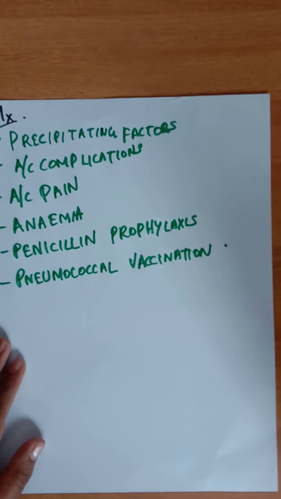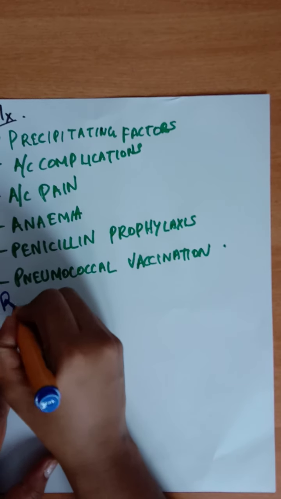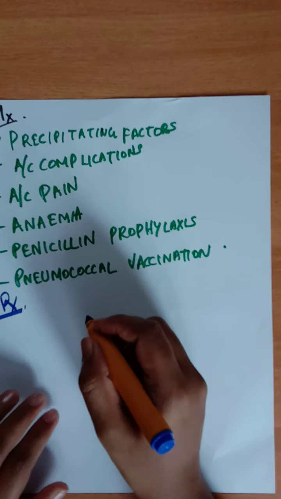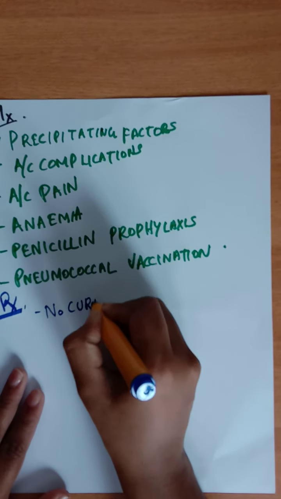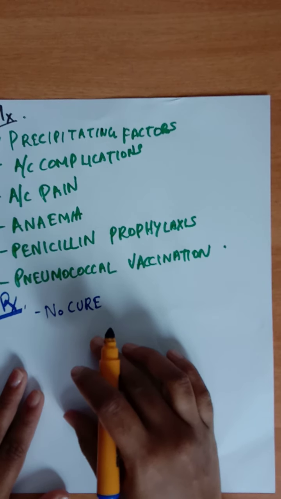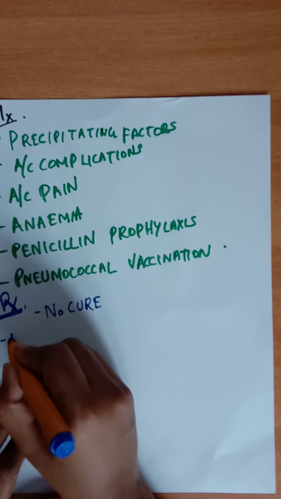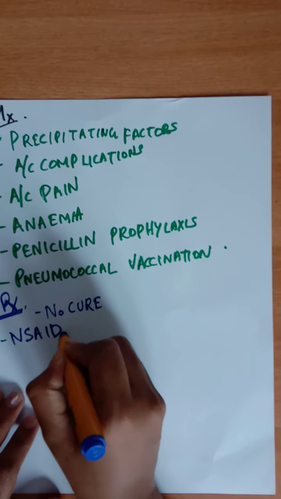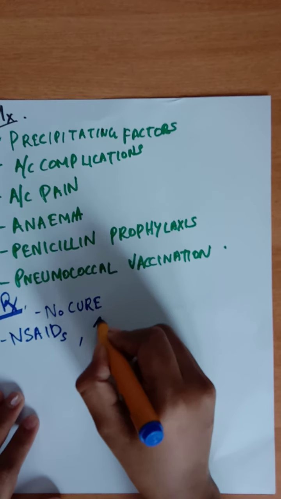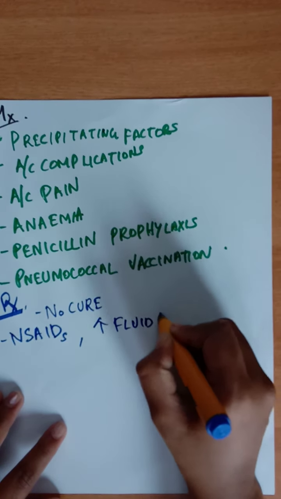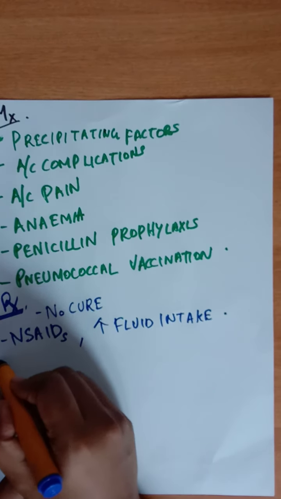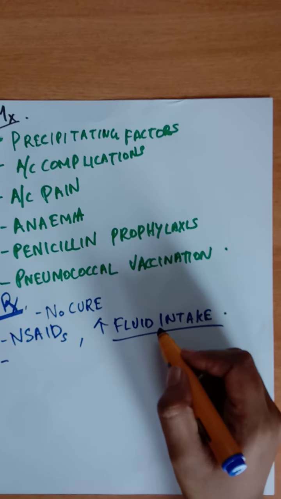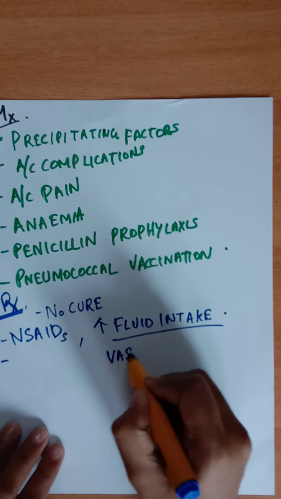So let's get into the treatment. Treatment of sickle cell anemia: there is no permanent cure for sickle cell anemia. A minor crisis can be safely managed at home with NSAIDs. So for a minor crisis we can use painkillers, NSAIDs, and increase fluid intake, and that can be managed at home itself. And this fluid intake or IV fluids are for the vaso-occlusive crisis.